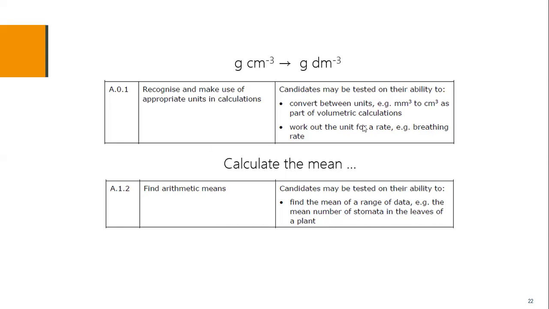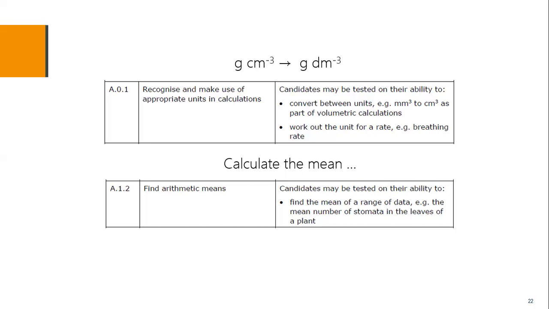And these are 2 of the math skills that are listed in the appendix. These are the 2 math skills that would have been tested in this question. Recognizing and making use of appropriate units in calculations, and candidates may be tested in their ability to convert between units, and finding arithmetic means.